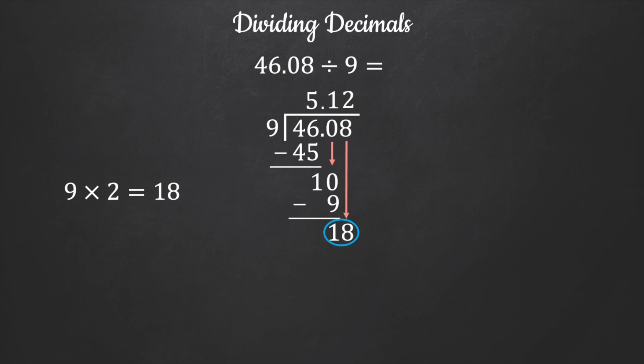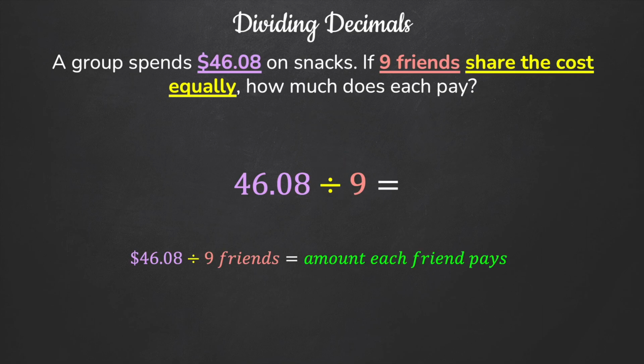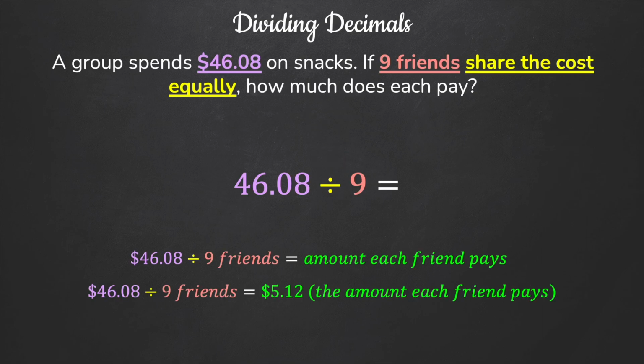So we're going to go ahead and subtract. And 18 minus 18 is equal to 0. So there's no remainder here. So what this means is if we take the total cost and divide it by the 9 friends, each friend ends up paying $5.12.